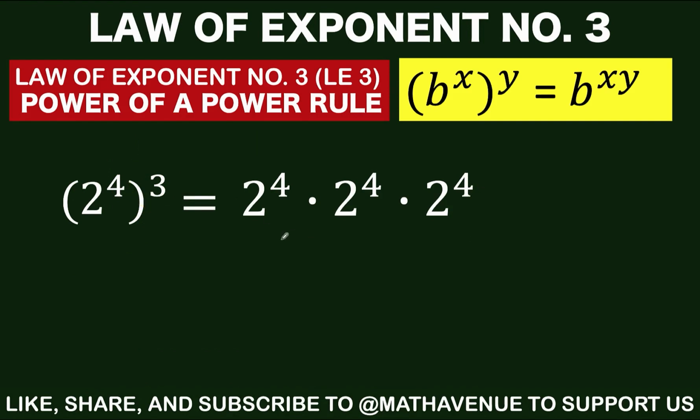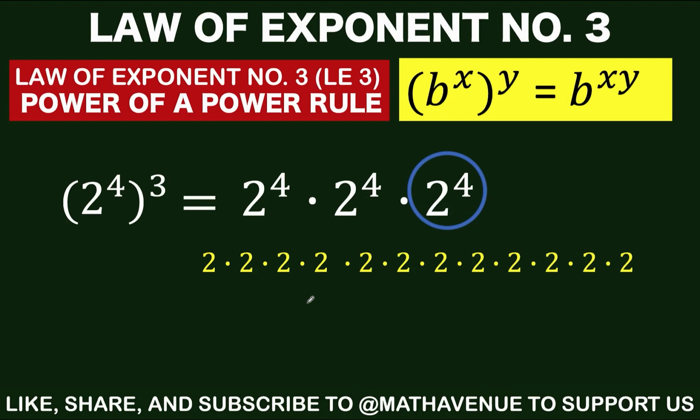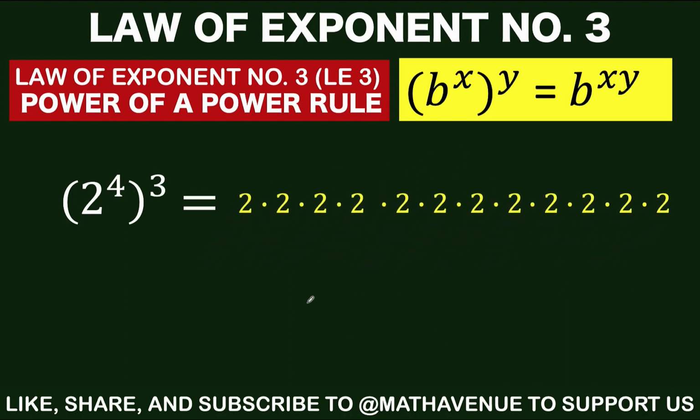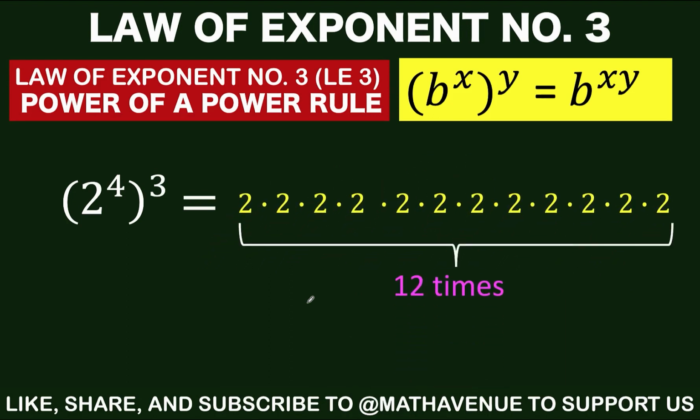Now, if we go back to our law of exponent number 1, this 2 to the fourth means you multiply the base 2 4 times. This other 2 to the fourth means you multiply the base 2 4 times. The same thing with the last one. And there are how many 2's that we multiply all together? There are 12. So the shortcut way of writing this is to write an exponent 2 raised to the 12th. But without going through all these preliminary steps, we can also arrive at this exponent 12 by simply multiplying 4 times 3. And that is now the main concept for the power of a power rule of exponent.